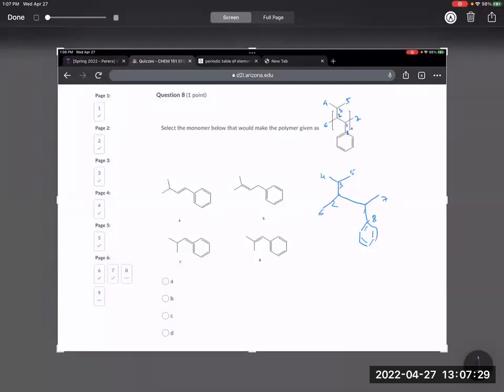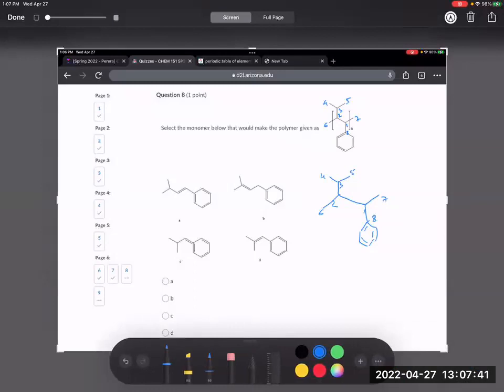so instead of drawing this, 6 and 7 are not carbons. Actually, those are just bonds coming out to make the connection with the other ones. Okay, so I need to clarify that. So 7 and 6 are not actually there. They're just bonds. These are not carbon atoms.